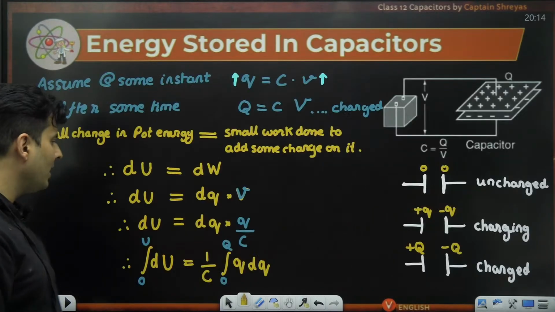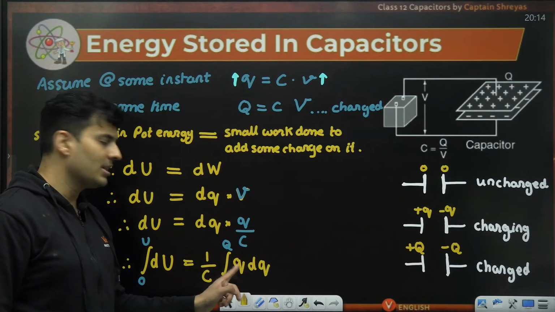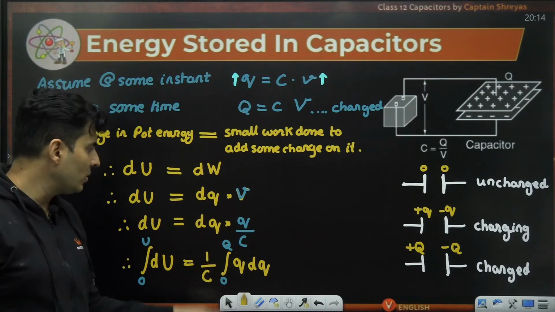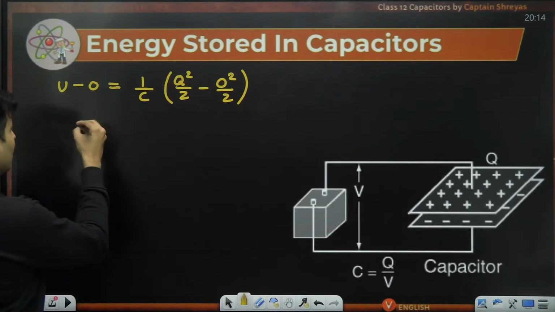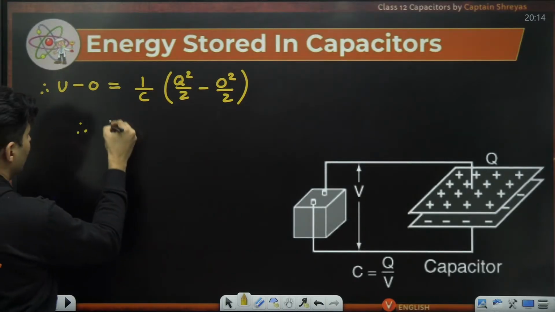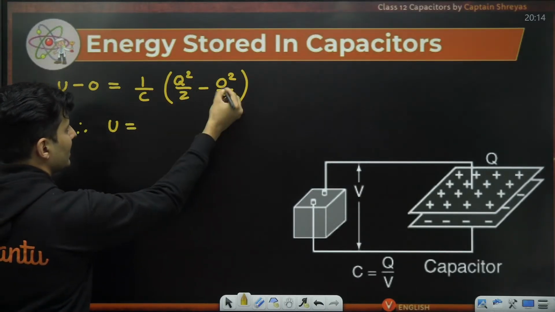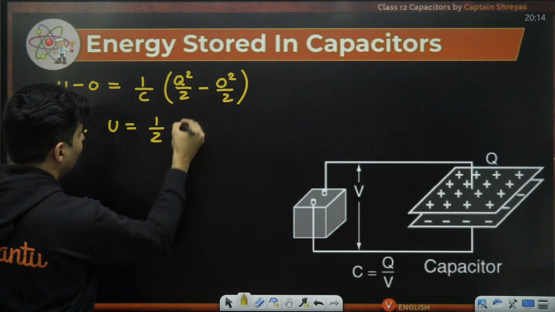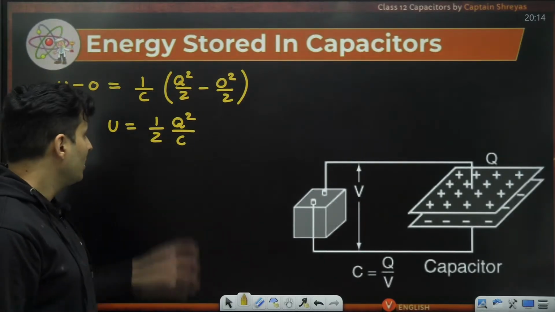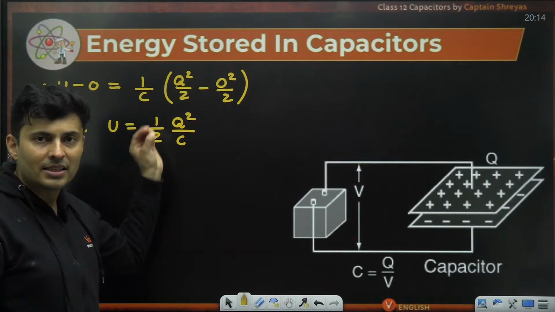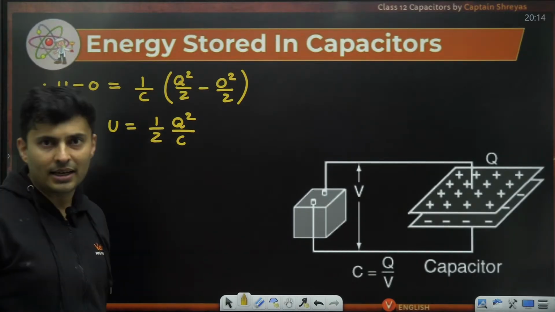Yes, everybody with me? Integration of Q raised to 1 is Q raised to 2 divided by 2. First you put the upper limit, then you put the lower limit. So therefore, what will this become? U is equal to, this is 0 only, so it will be half Q square divided by C. Perfect. So half Q square by C is one of the ways of writing the energy.